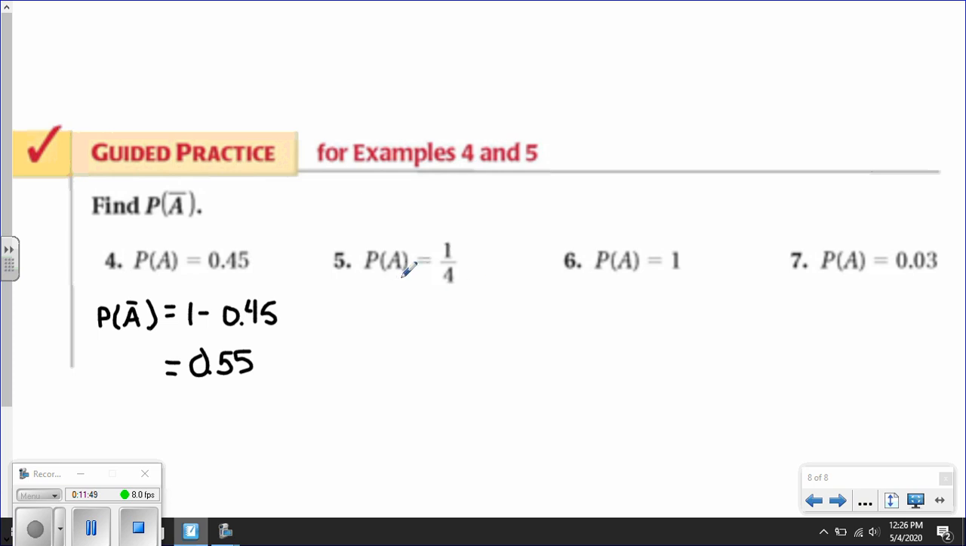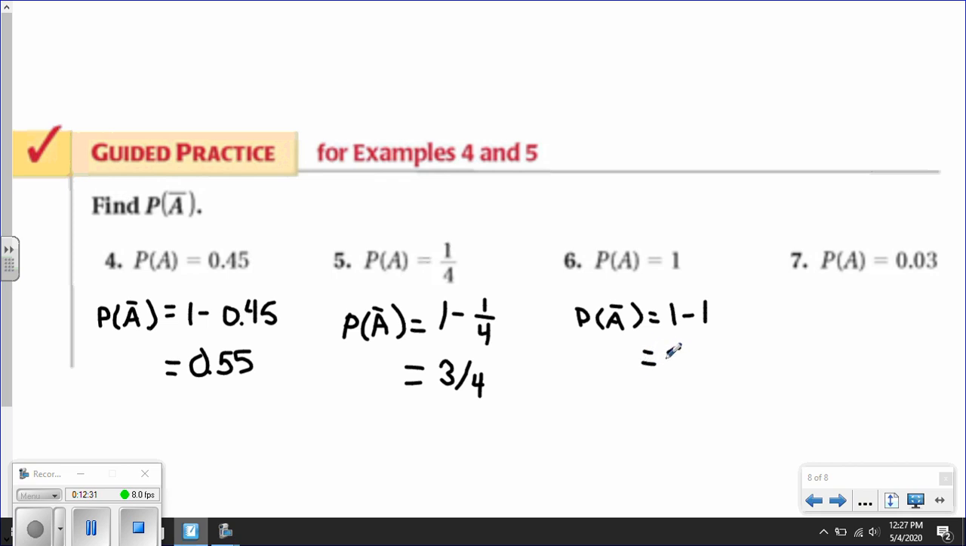For number 5, the probability of A is 1/4. So if I want to find the complement, or the probability of A bar, I'm just going to take 1 minus 1/4. And that is equal to 3/4. And I'm done. Number 6 here, the probability of A is 1, so the complement, or probability of A bar, is going to equal 1 minus 1, which in this case would be 0.